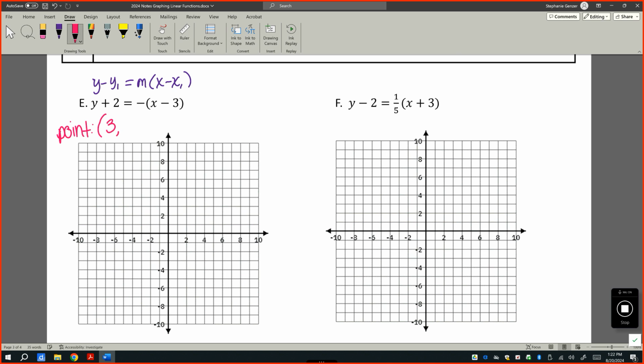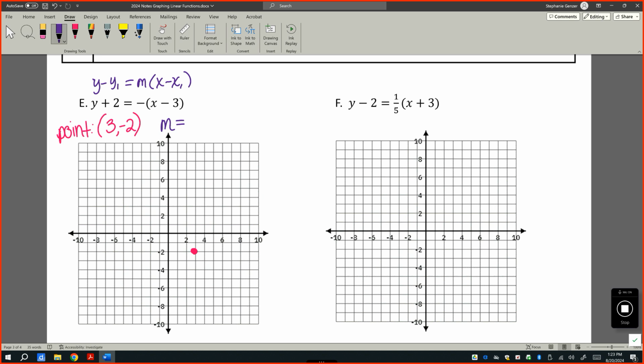And then the y1, I see a plus 2. So if that's a plus 2, it must mean that the y1 is -2, because it would be y minus -2. Minus a negative is plus. So 3, -2. And so we can graph that point. Now we're not starting at a y-intercept, we're starting at this point. So 3 is our x, -2 is our y. That's our point that we're starting at. Then we use our slope to get the rest of the line.